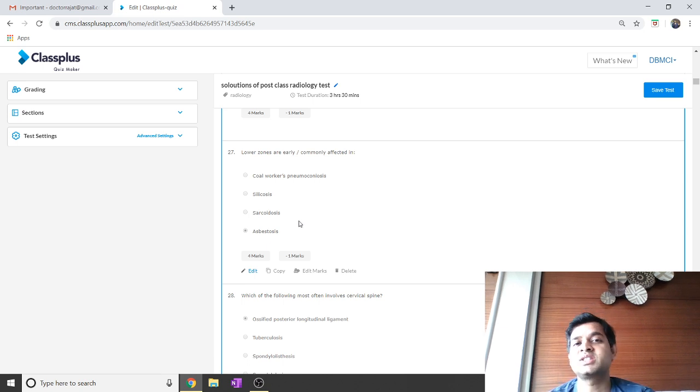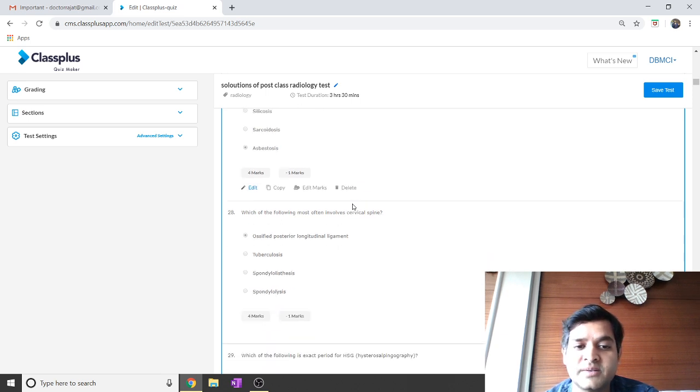The easy way to remember this is a mnemonic which is FAIL, F-A-I-L. Fibrosing alveolitis, asbestosis, idiopathic pulmonary fibrosis, and lymphangioleiomyomatosis. These are the four conditions in which the lower zones are commonly affected.